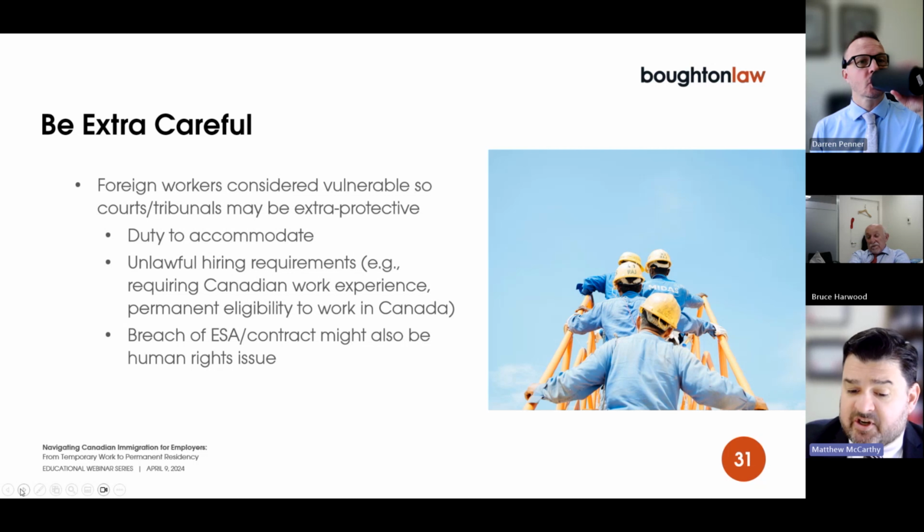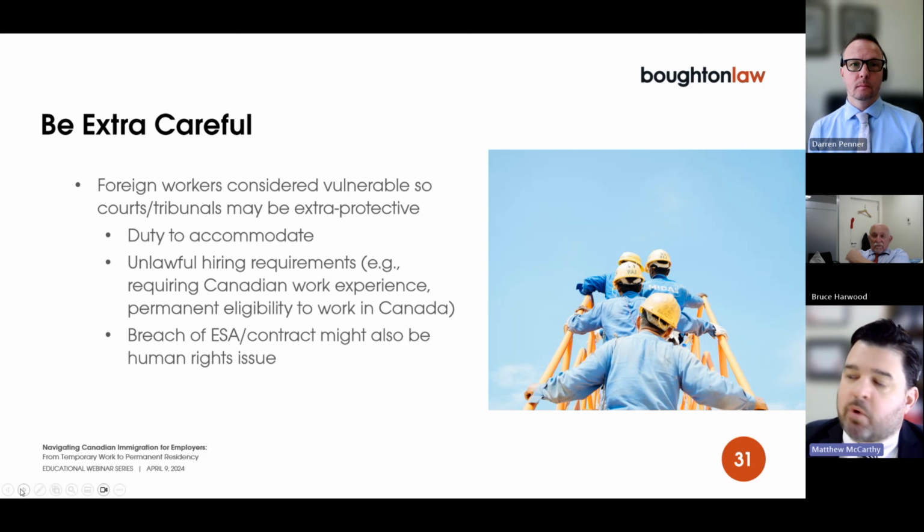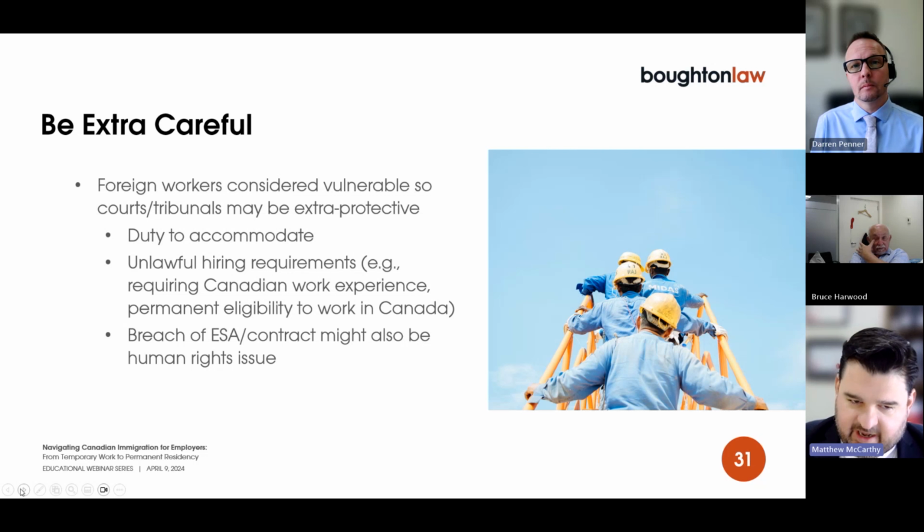Another issue that's pertinent to foreign workers: in a recent Ontario case, it was found that an employer cannot require permanent eligibility to work in Canada as a job condition. So what does that mean? The employer could require you to be eligible to work at the start of employment, and they can require it on an ongoing basis. But at the start of employment, in recruitment, we cannot require that you permanently are going to forever be able to work in Canada.